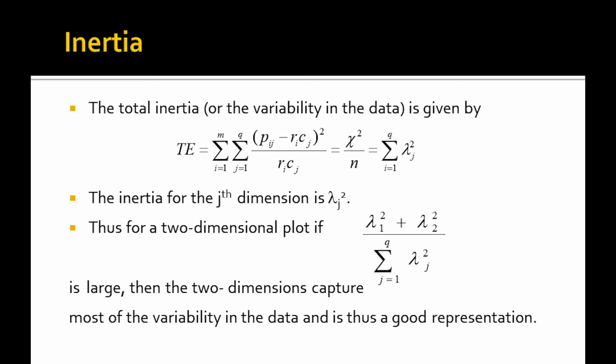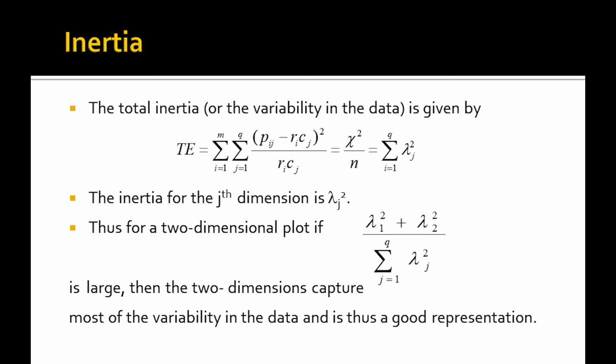The total inertia, or the variability in this data, is given by the observed minus the expected frequencies, which is the sum over i and j of (Pij minus Ri Cj) squared divided by Ri into Cj. And this, as you know, is basically the chi-square statistic, and in this case, of course, you have a divisor n. But you can also show that it is the sum of the singular values squared, so it's lambda j squared summed over j equal to 1 to q. Now, the inertia for the jth dimension is given by lambda j squared, the corresponding singular value for the jth component, squared.